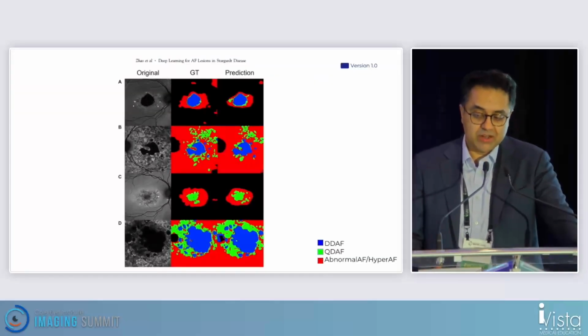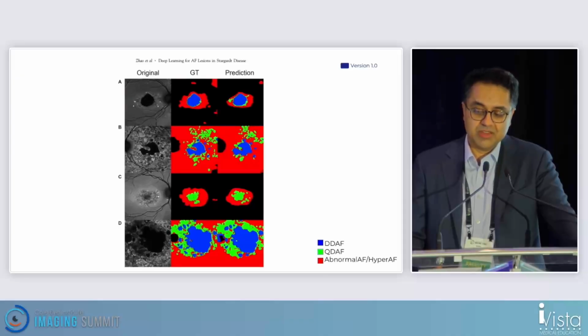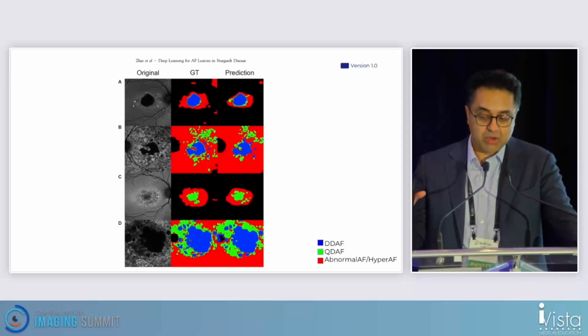As we were looking, there are a number of papers that have been published on this, using machine learning to segment out and grade the amount of both hypoautofluorescence as well as hyperautofluorescence that's seen in the red.